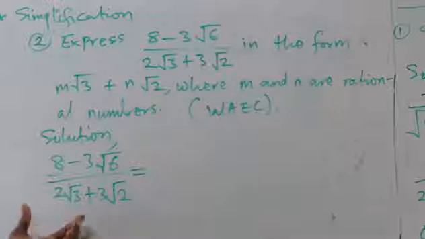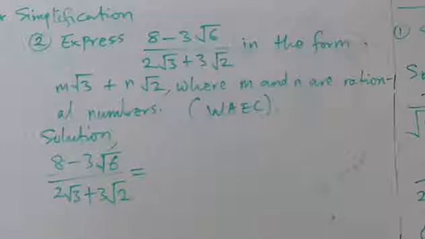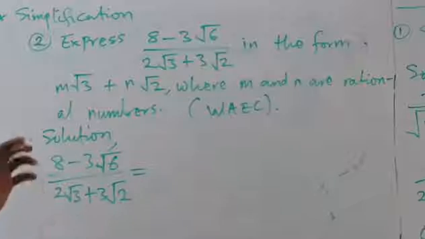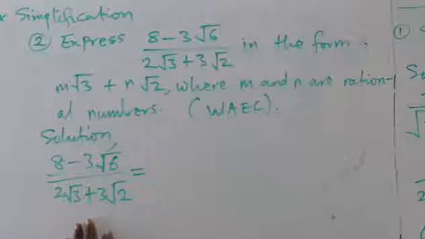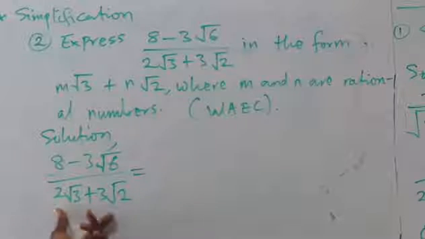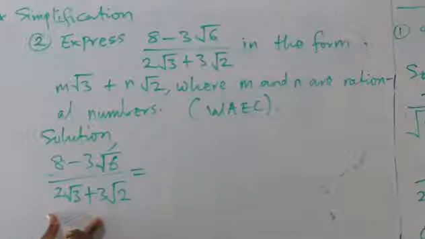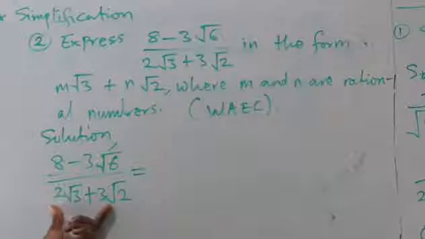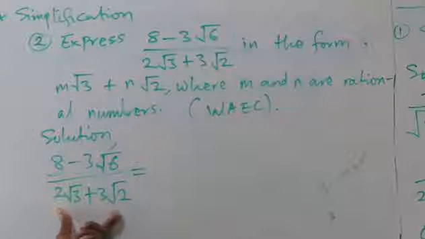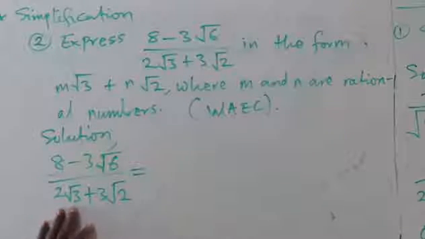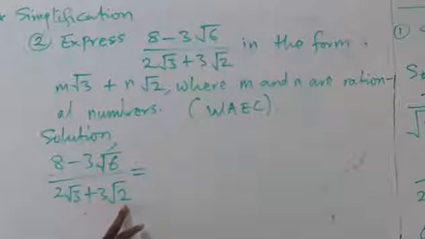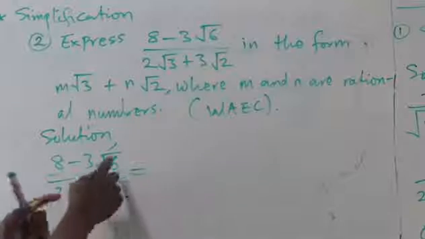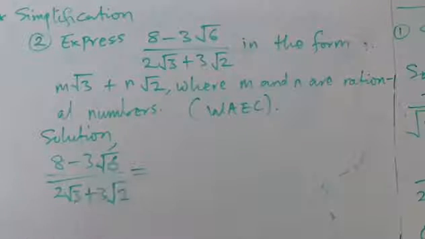So to do that, if you look at the equation given, it's a combined surd. We have combined surd at the denominator. So we are going to find the conjugate of the denominator of the surd in the given question. So the conjugate of the surd there is 2 root 3 minus 3 root 2. So we now use the conjugate to multiply both numerator and denominator.